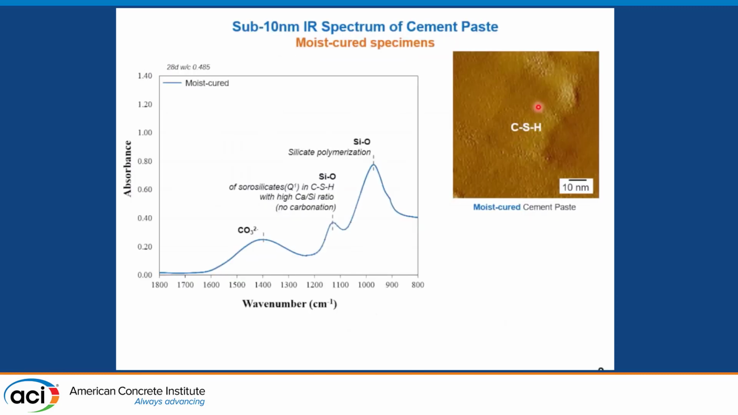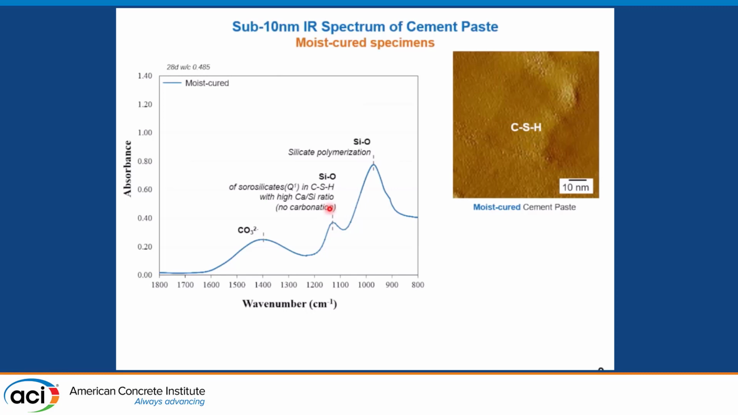And here are our results. If we look at a typical NanoIR spectrum of a non-carbonated, moist cure CSH at the 10 nanometer scale, we observe three major peaks. Here, the peak at around 970 wavelength is attributed to the silicon-oxygen bond. And we also have another peak at 1150, which is also attributed to the silicon-oxygen bond.